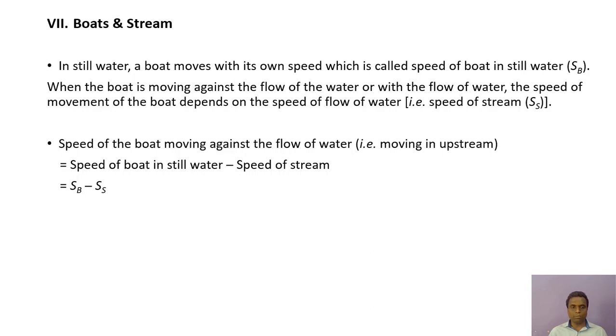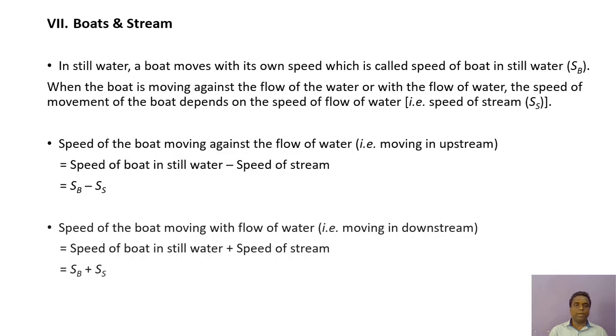We will apply the same concept here: speed of boat in still water minus speed of stream. The speed of boat must be greater than the speed of stream, then only it can move against the stream of water. Now we will see the next case, when the boat is moving along the flow of water, along the stream. Then the speed of the boat is the addition of speed of boat in still water plus speed of stream. These are the two concepts.